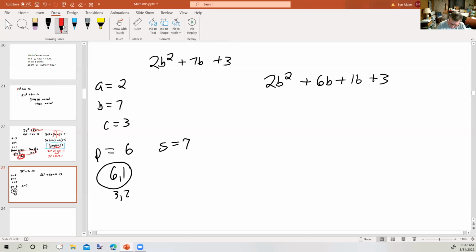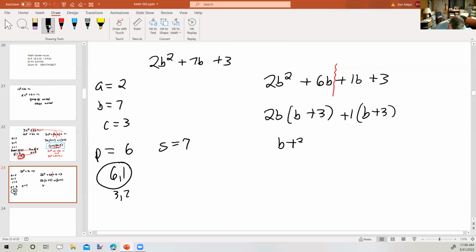Anyway, then factoring by grouping, the greatest common factor of the first two terms is 2b, leftovers b plus 3. Greatest common factor of the second two terms, well, the leftovers would be b plus 3, so we're going to have a plus 1 out in front. Now the greatest common factor is b plus 3, and the leftovers are 2b plus 1.